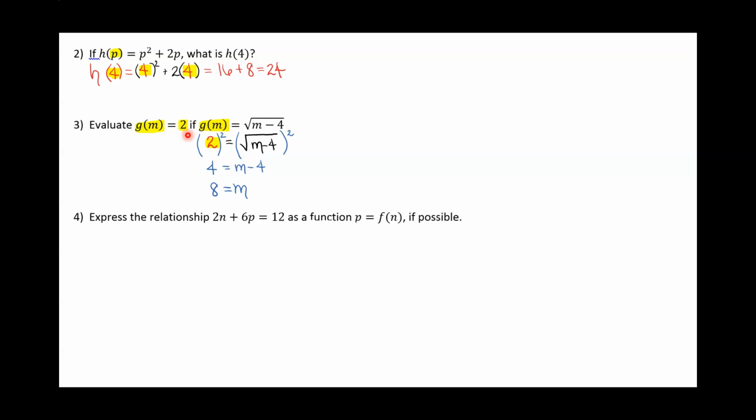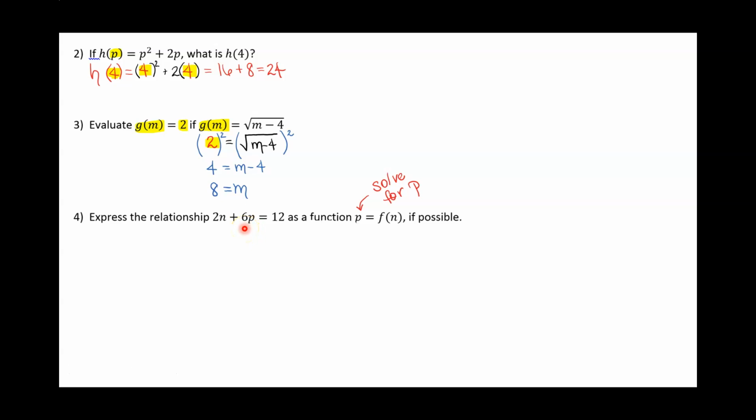The next one says express this relationship as a function where p is a function of n. So another way to see this is see how p is by itself? They want me to solve for p. They want me to get p by itself, and once I do, it will be expressed as a function that's only in terms of n. It's only using the variable n. All right, so let's get p by itself. How would we do that?